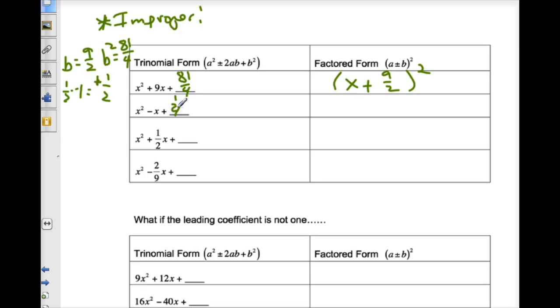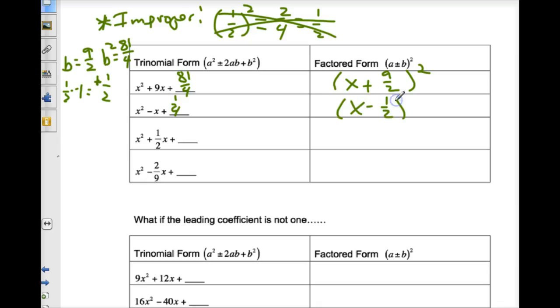There's always a kid that squares a half. They square a half and it equals 2 fourths. Then they reduce it back to 1 half. Genius. Okay. Now factor it. X minus a half, quantity squared.